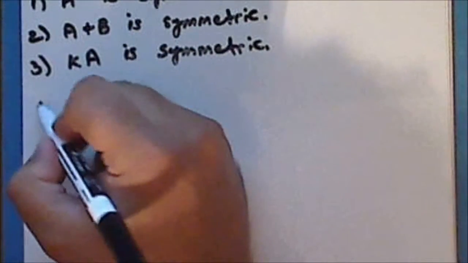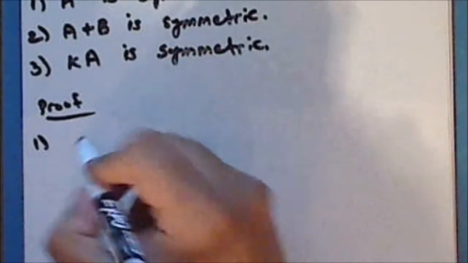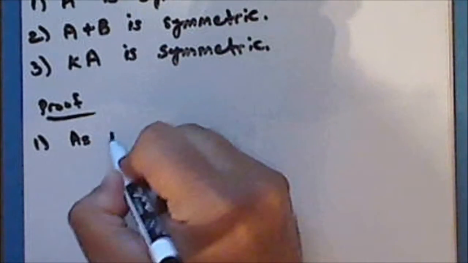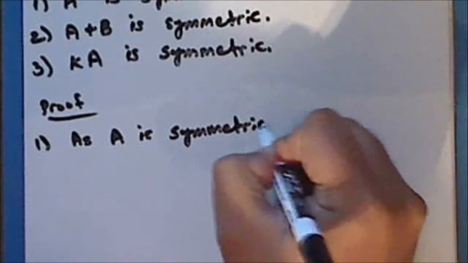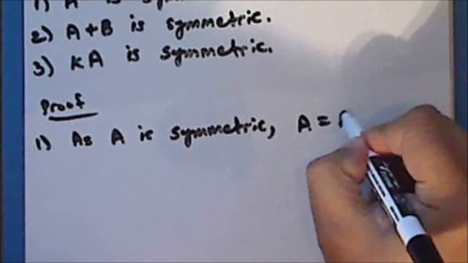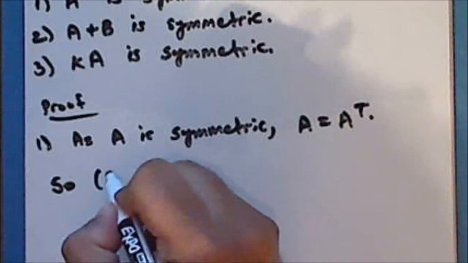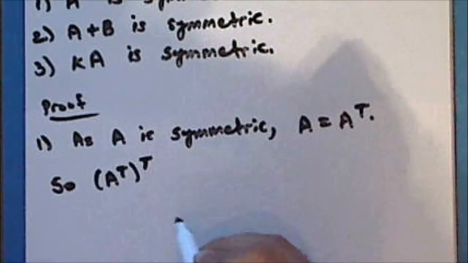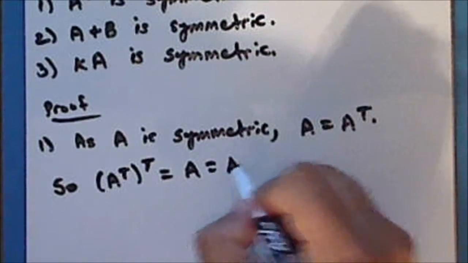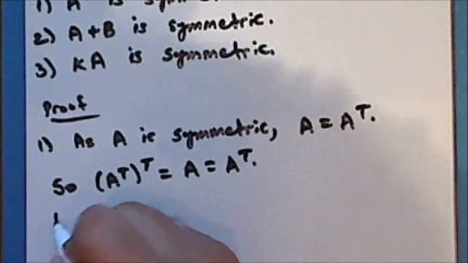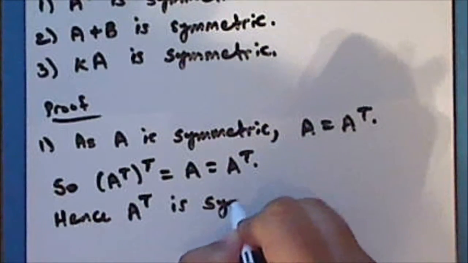So proof. First statement. As the matrix A is symmetric, A is equal to its transpose, and so the transpose of the transpose of A, which is the matrix A, is the same as the transpose of A, and hence A transpose is symmetric.